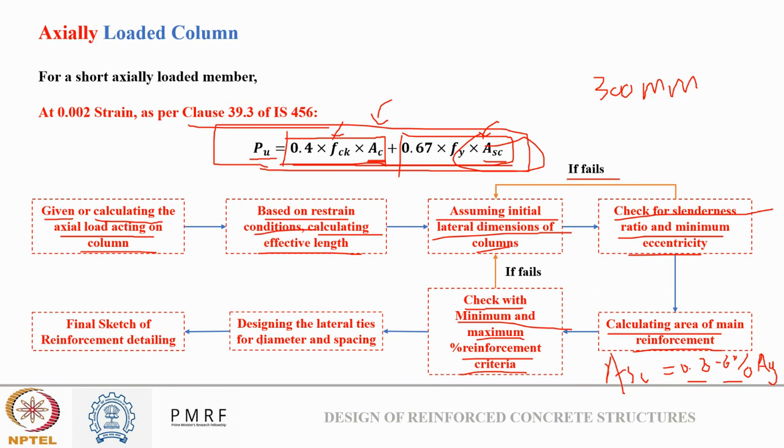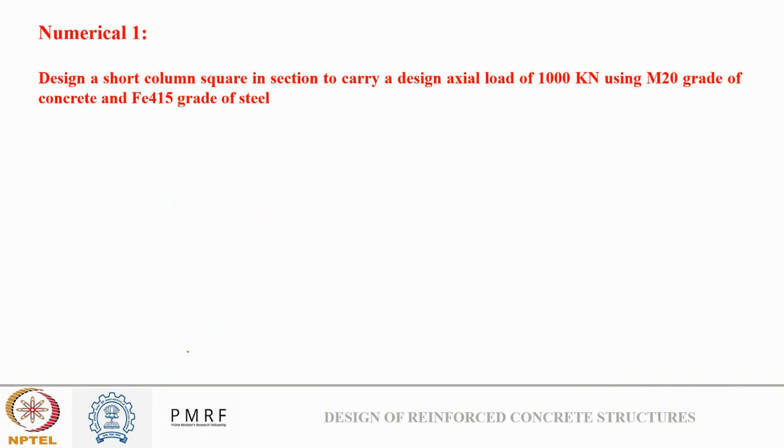If it passes, then we can design the lateral ties for dimension and spacing, and finally we can sketch the reinforcement detailing of the column. Okay, so these are the general steps that one needs to follow when designing a column. Now, just speaking won't clearly explain how the design is done. So now we will look at some numericals related to these design steps so that everyone is clear with the design procedure. This is the first numerical.